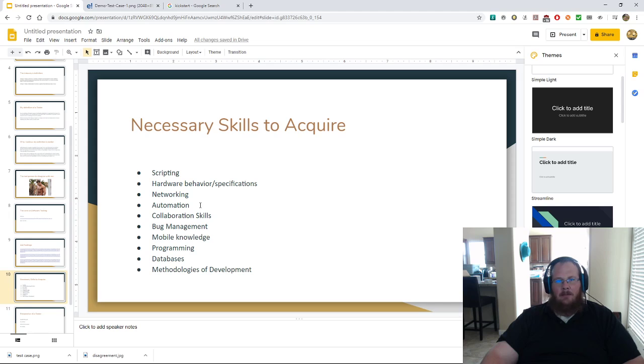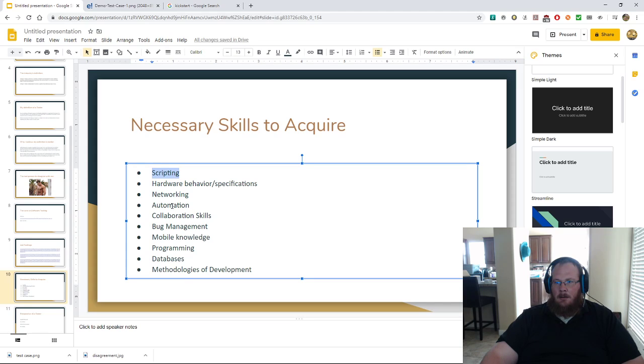Some of these aren't even necessarily needed, but they're good skills to have. I would say that scripting, automation, collaboration skills, and bug management are the top four that you would need to worry about.